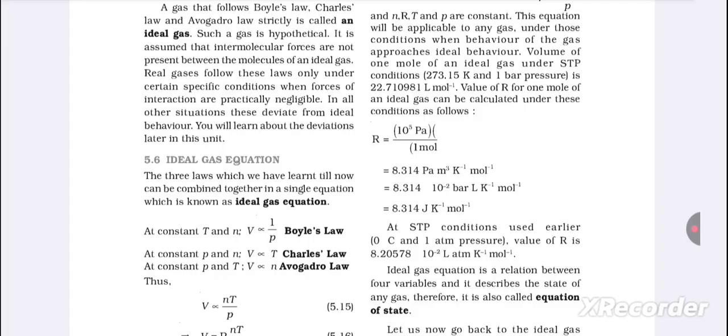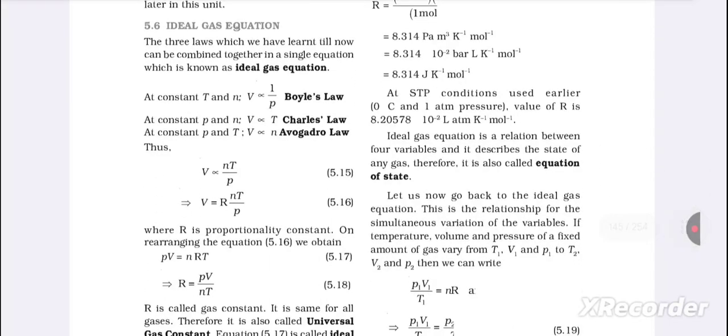Ideal gas equation. The three laws which we have learnt till now can be combined together in a single equation, which is known as the ideal gas equation. At constant temperature and number of moles, volume is inversely proportional to pressure. At constant P and n, volume is directly proportional to temperature. At constant P and T, volume is directly proportional to number of moles. So V is directly proportional to n times T by P. V equal to R n T by P, where R is the proportionality constant.